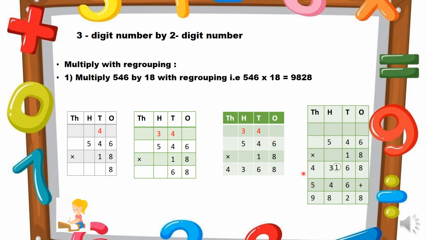You need to add these two rows. 8 plus 0 will be 8, 6 plus 6 is 12, 2 is placed at the tens place and 1 is given as carry at the 100 place. So 3 plus 1 is 4, 4 plus 4 will be 8, 4 plus 5 is 9. So we will get the product as 9828. Hope I am clear.